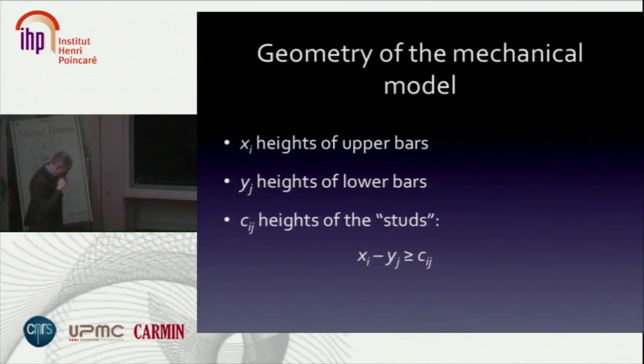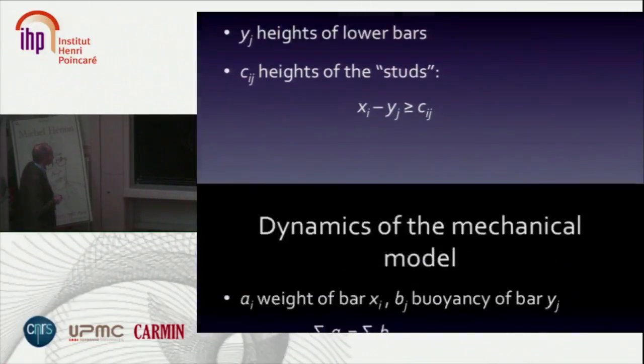To fix the ideas, let me just introduce some notation. For the variables describing the geometrical configuration of the system, we take the heights of the two sets of bars, and studs which correspond to geometrical constraints on configurations. They will be denoted Cij for a stud which prevents bar i from coming too close to bar j.